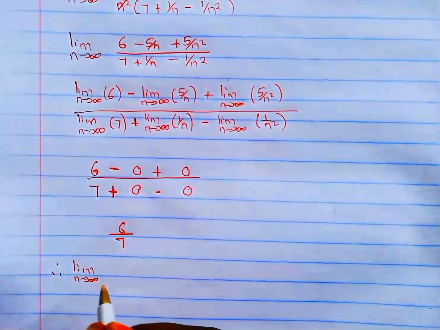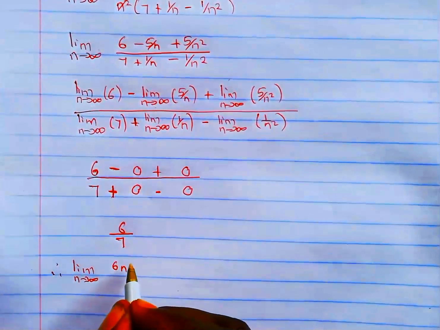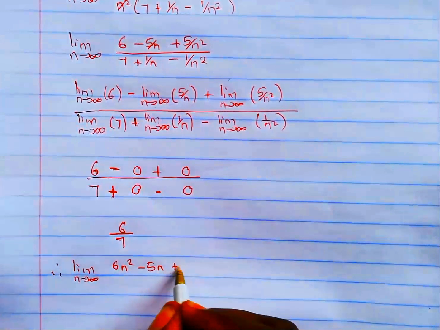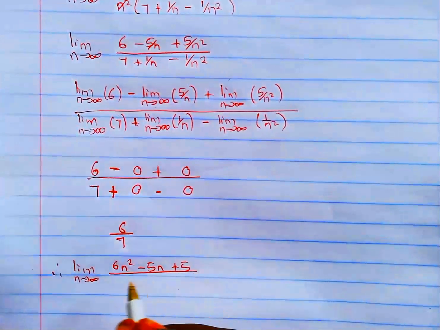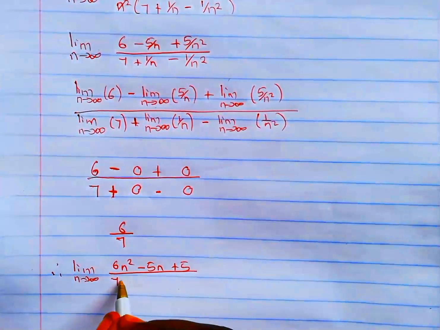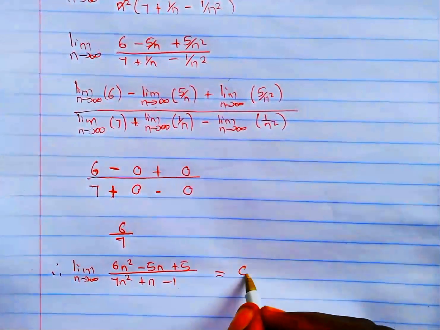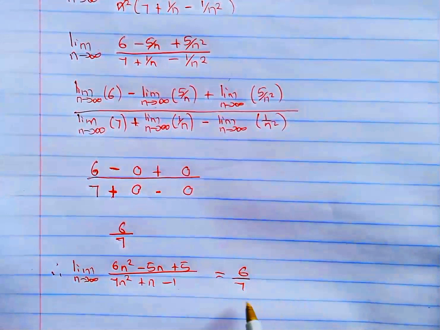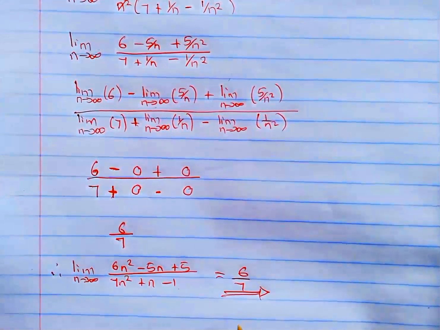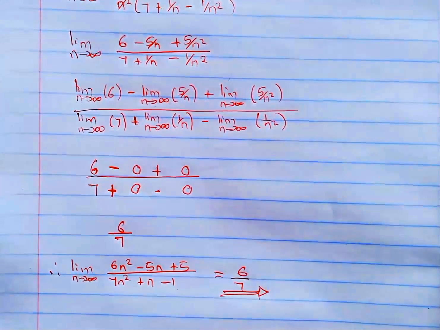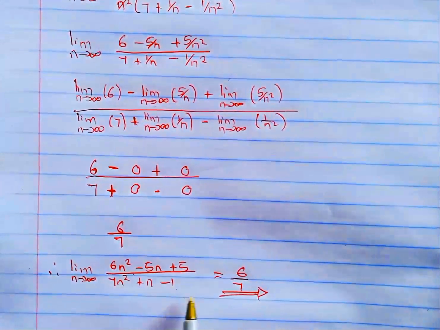Therefore we have the limit as n approaches infinity of (6n squared minus 5n plus 5) all over (7n squared plus n minus 1) being equal to 6 over 7. So this is the limit of our function. So this is how we evaluate the limits of a single variable.